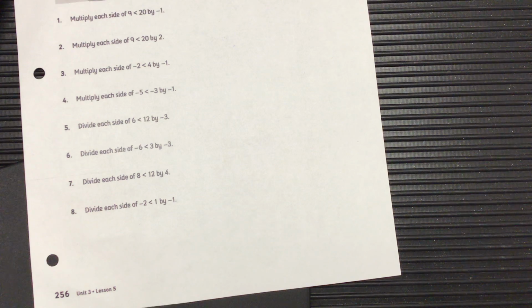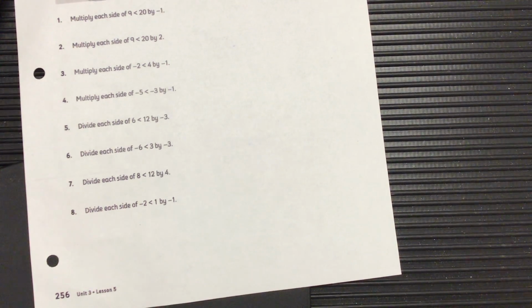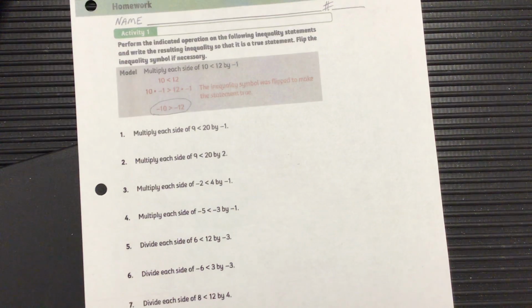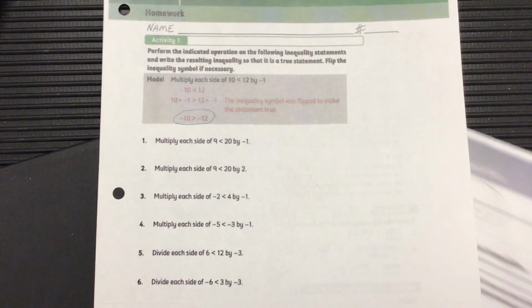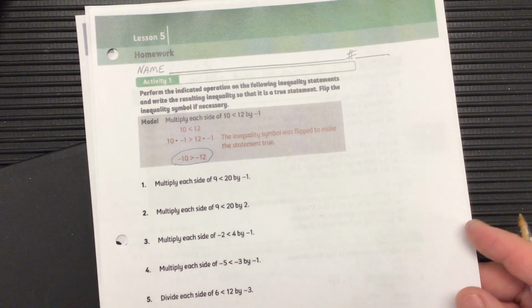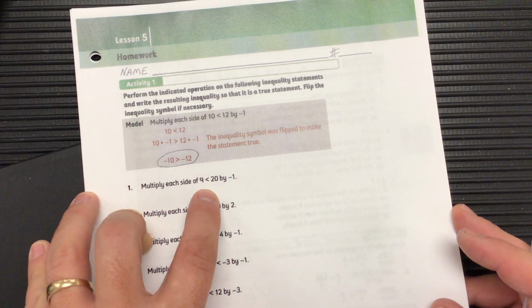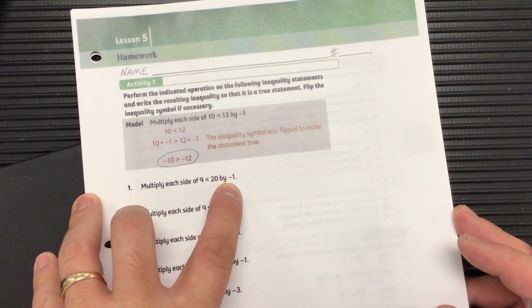All right, on the assignment, I want to talk about a couple things here. Pages 256 and 257 will be due on Monday. Is it homework? No, you should get it done in class like you always do. First one, multiply each side by negative 1.